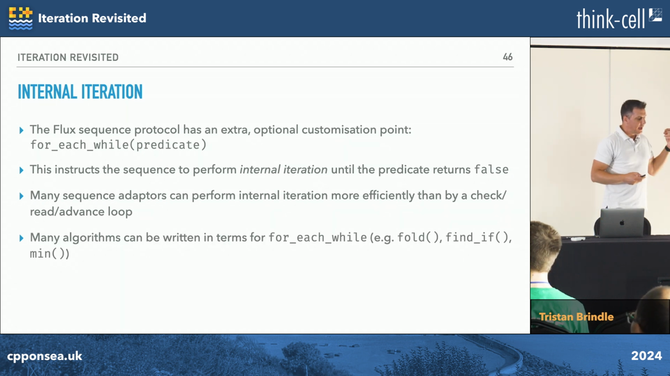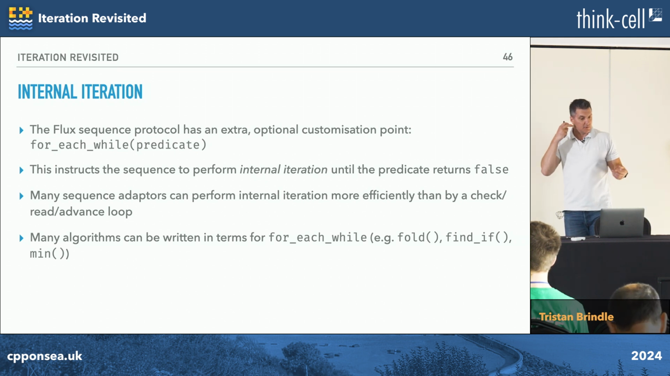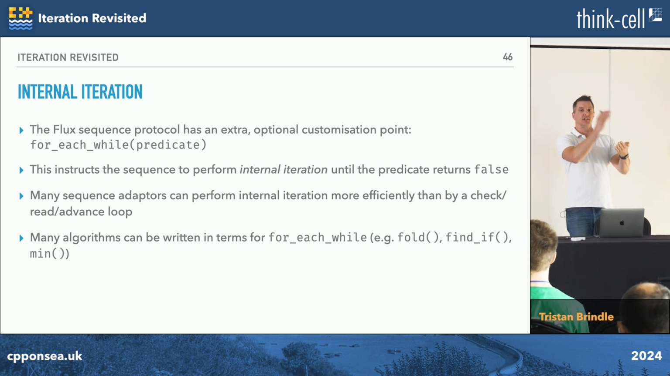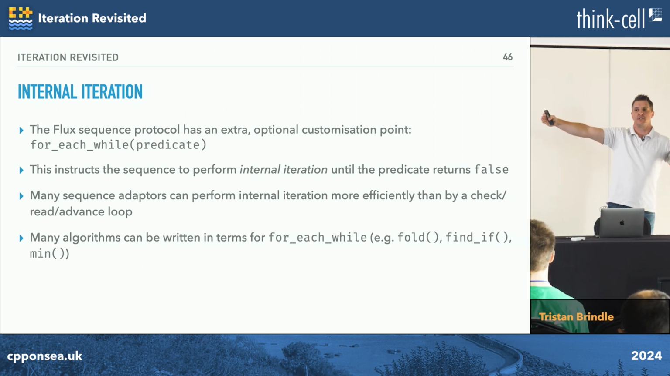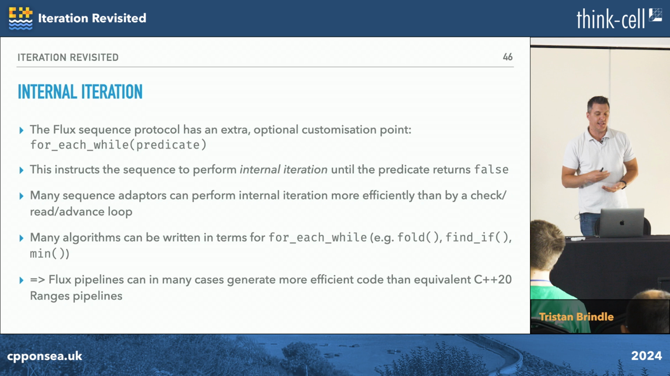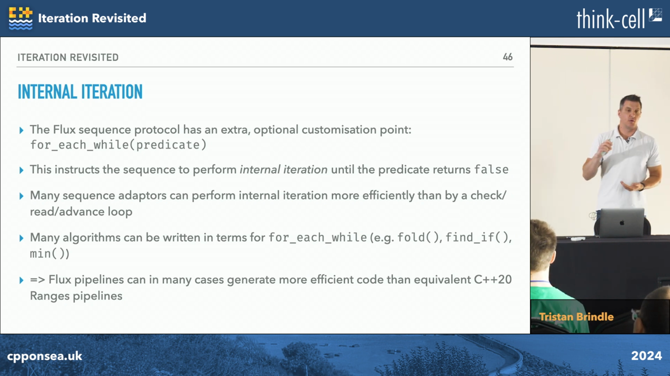And many algorithms can be written in terms of a call to for each while. So any sort of fold, reduction, find if, min, max, all of those sorts of things. Pretty much anything where you take a single sequence and you iterate it from the beginning until some point, you can do this internal iteration. And what this means is that Flux pipelines, in many cases, can generate more efficient code than the equivalent C++20 ranges pipelines, in some cases really dramatically.